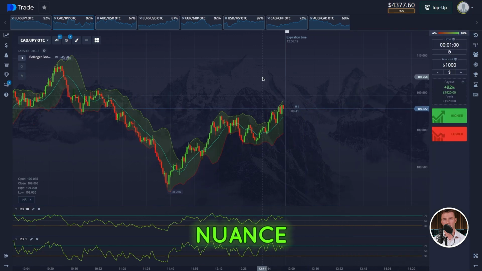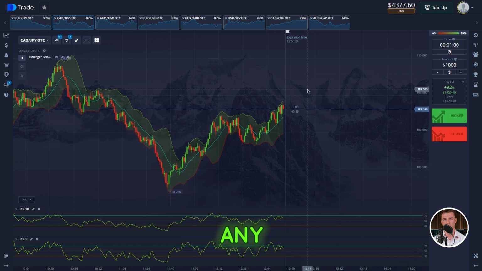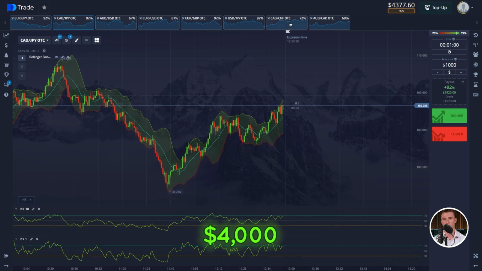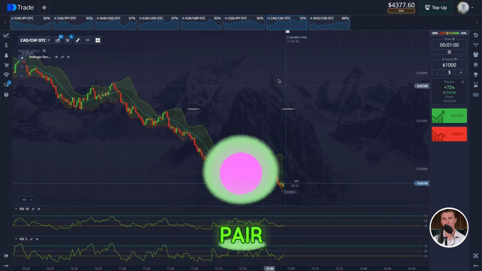Also, such a nuance, always keep to technical analysis. It is actually much stronger than the indicator. And to consolidate our result, let's open transactions in the amount of $4,000 and select the next currency pair.